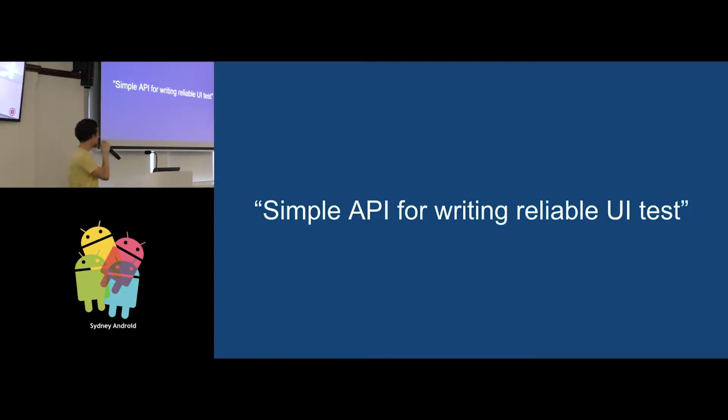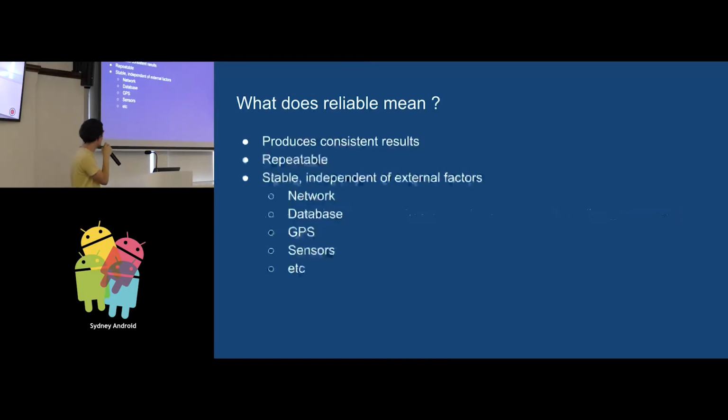So what is Espresso? According to Google, it's a simple API for writing reliable UI tests. So what does a reliable UI test mean, or what does a reliable test mean in general? As you write tests, we want our tests to be consistent, meaning that each time we run our tests, we want to have the same results. We also want the tests to be reproducible, which might mean the same thing as consistent. But what I mean by that is that we want to run our tests in an automated fashion without any manual adjustments as much as possible.